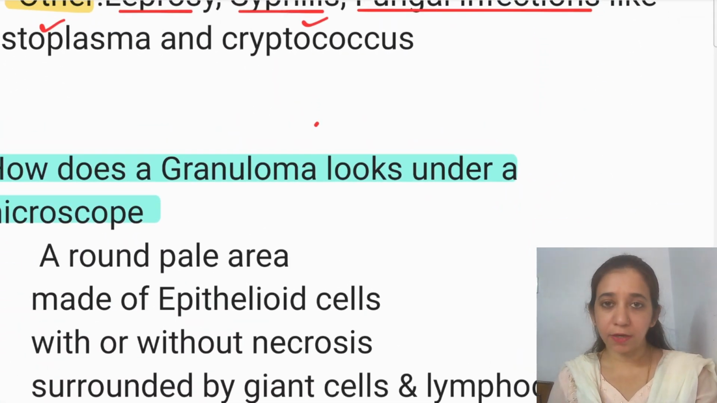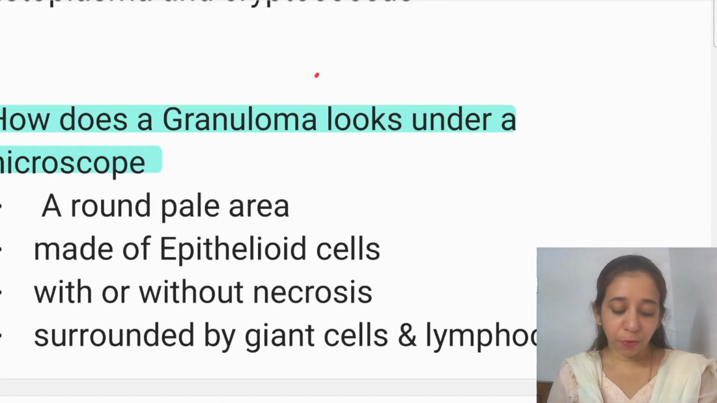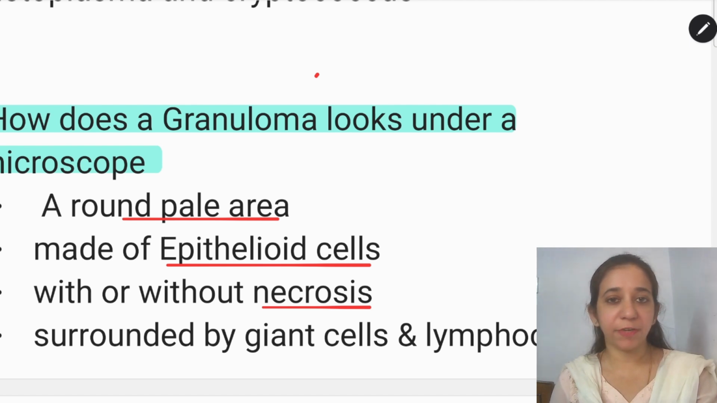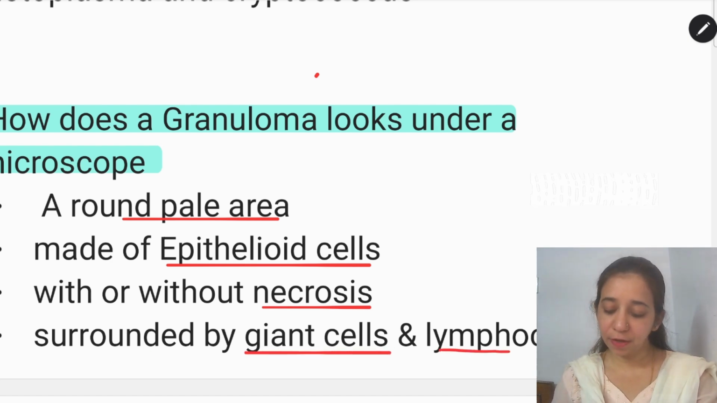So this is just a quick recap. How does a granuloma look under a microscope? Under the microscope we have seen that there will be a round pale area. Then epithelioid cells will be present. There will be presence or absence of central necrosis, that is, it will be caseating or non-caseating. If central necrosis is present, then it will be caseating granuloma, and if central necrosis or the pinkish area is not there, then it will be non-caseating granuloma, and surrounded by giant cells and lymphocytes.